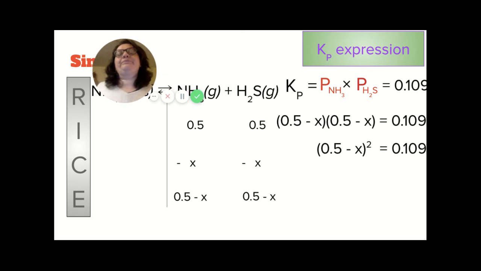Okay, so I can take the square root of both sides of the equation, right? In the math world, that's not cool because you're eliminating the negative solution. You're eliminating one of the roots, and those are actual things. For us, I'm eliminating an imaginary solution. There is no such thing as a negative partial pressure. So I can do that in chem. So I'm going to take the square root of both sides and solve for X. Pause me and solve it for yourself.